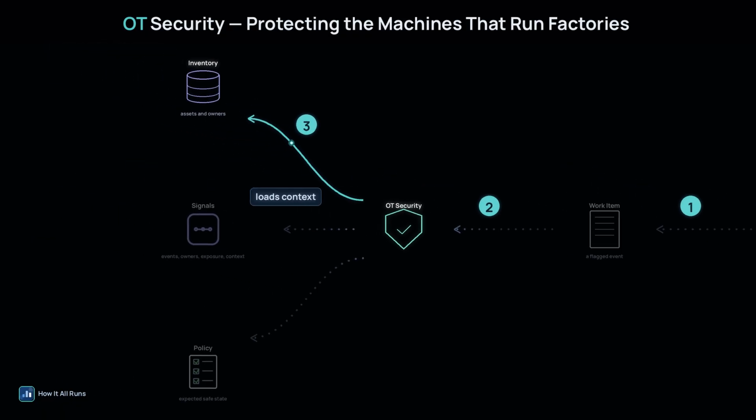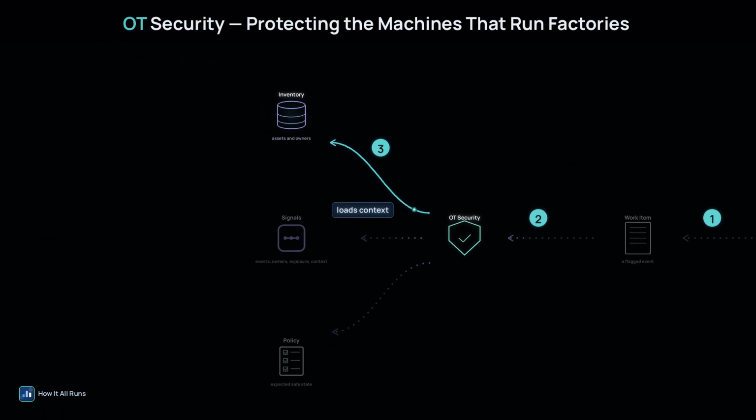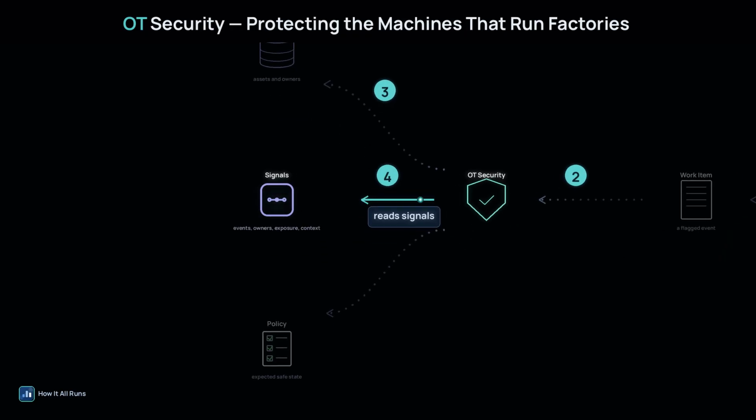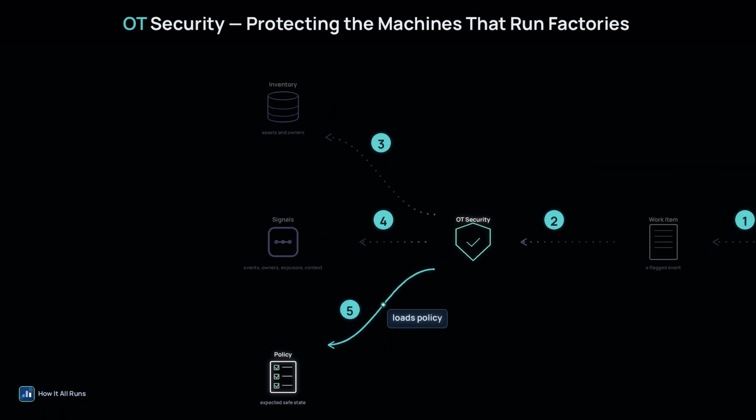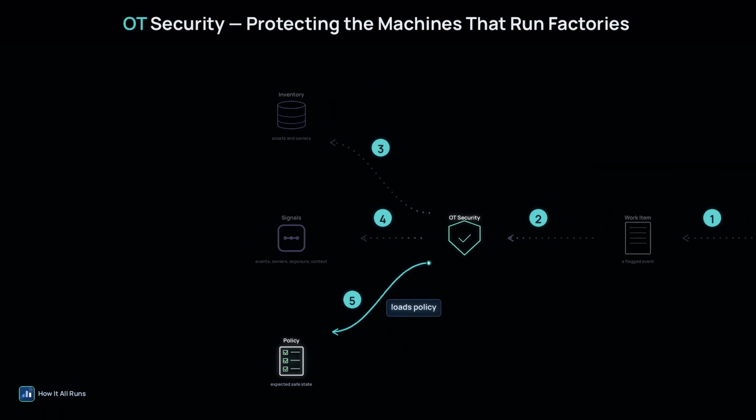The control loads inventory context: asset, owner, exposure, and expected purpose. Next, it reads live signals: events, owners, exposure, context. These facts describe what is happening now. Then it loads policy, the expected safe state. This tells the tool what good should look like.